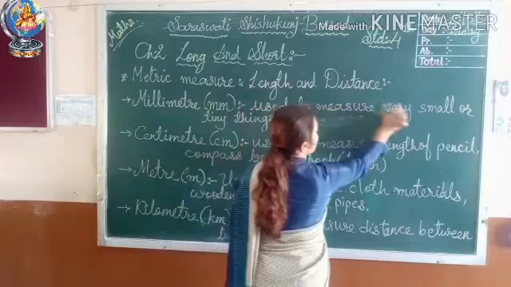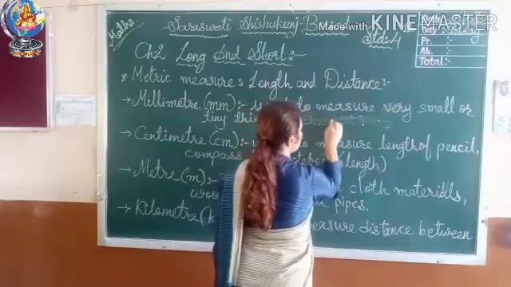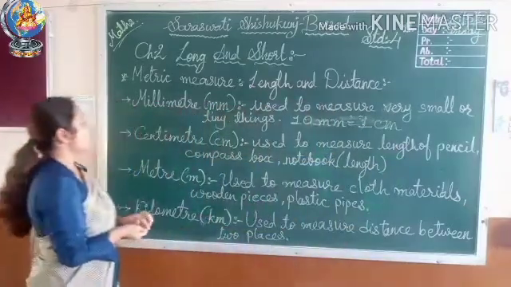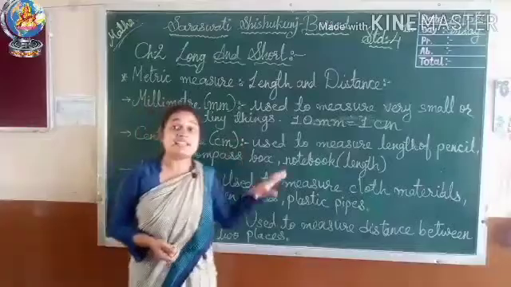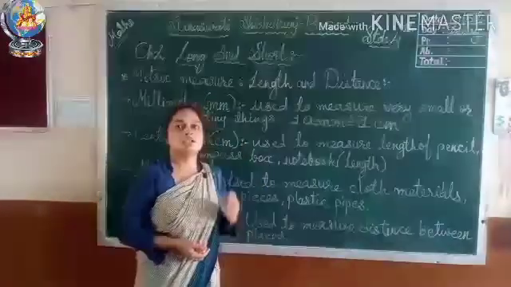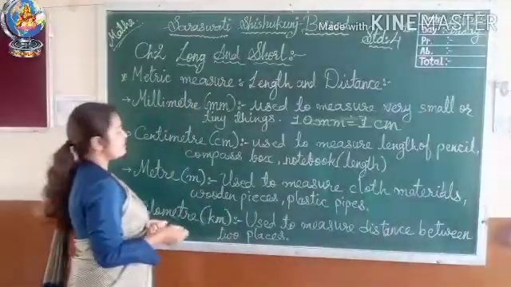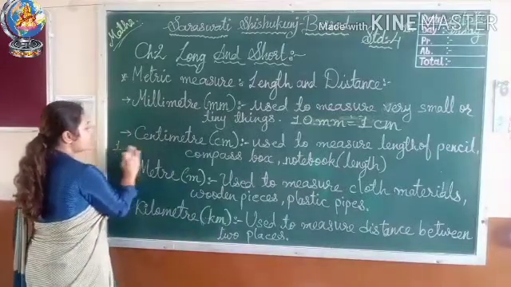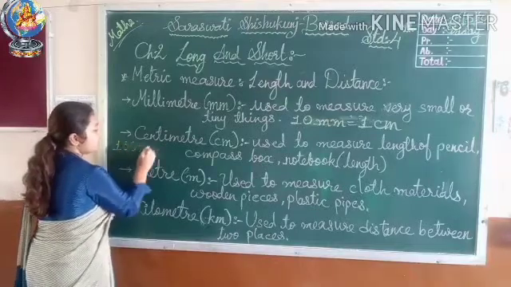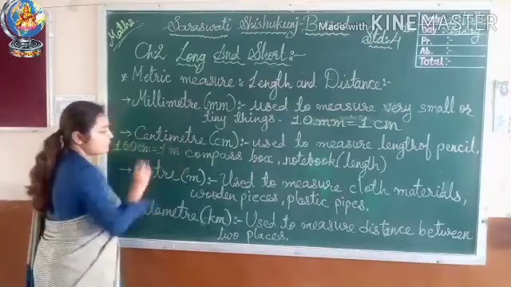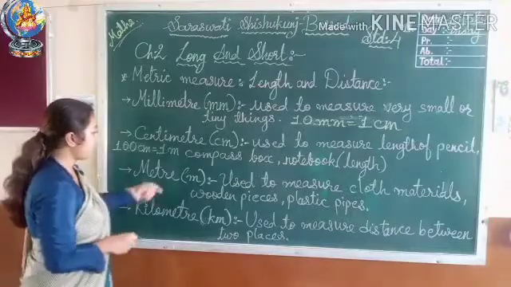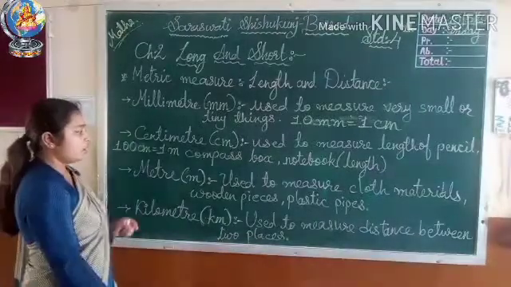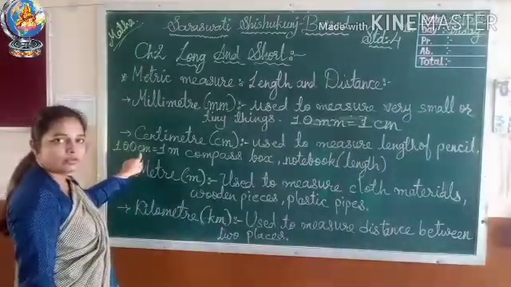10 millimeter is equal to 1 centimeter. If we talk about centimeter, which is already seen in the ruler or scale, it is written that 100 centimeter is equal to 1 meter. Fine. And if we say about the meter, it is already written here.